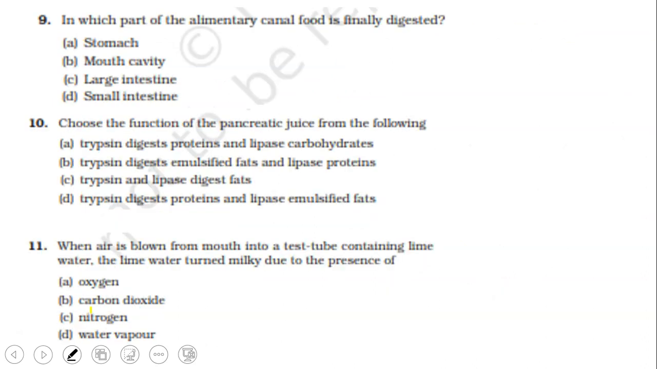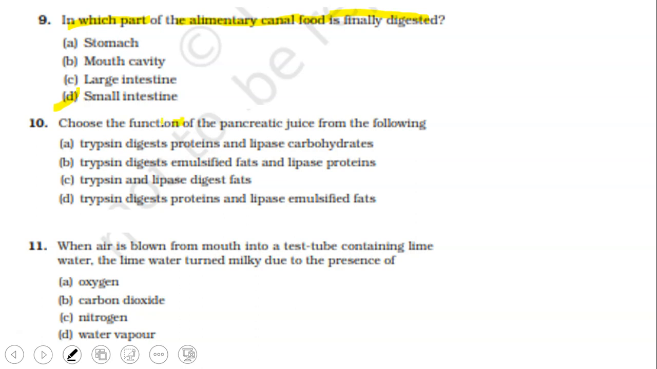Moving on to the ninth question. In which part of the alimentary canal is food finally digested? This is written line by line in the textbook. The small intestine is the site of complete digestion of food. So the answer is D.